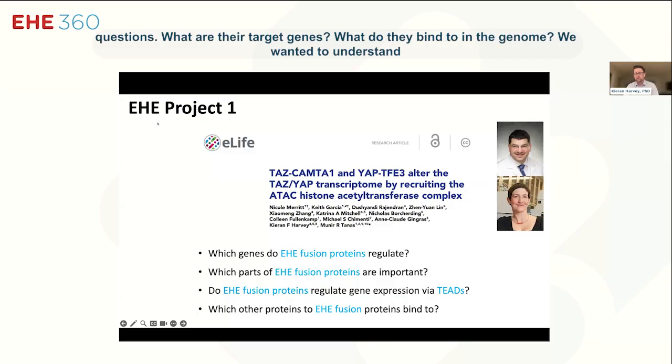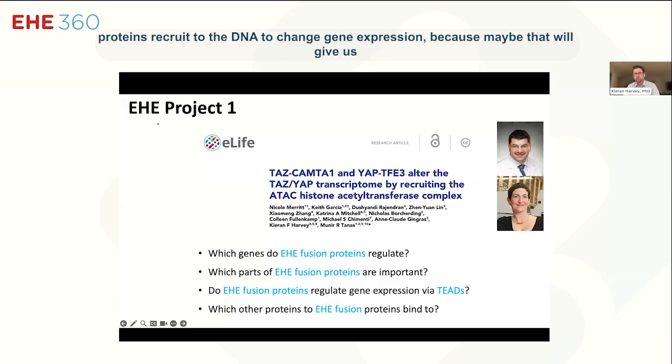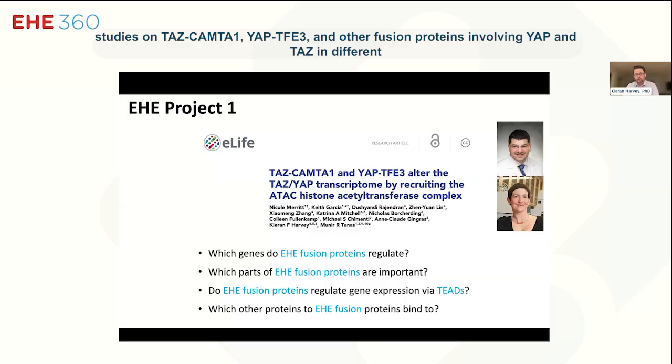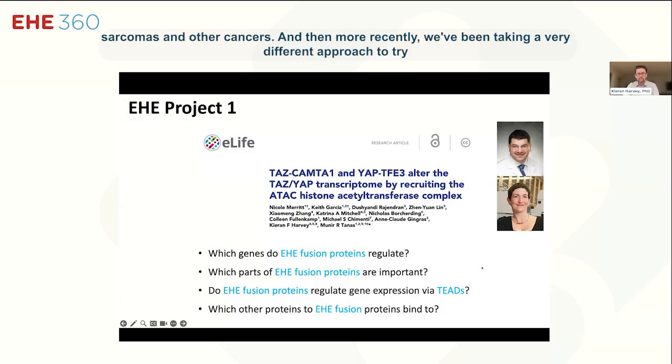What are their target genes? What do they bind to in the genome? We wanted to understand whether they drive proliferation via TEADs, these key DNA binding proteins in the hippo pathway. And then we also wanted to understand what are the different transcription regulators that these proteins recruit to the DNA to change gene expression, because maybe that will give us some other therapeutic opportunities. And other scientists around the world have done similar studies on TAS-CAMTA, YAP, TFE3, and other fusion proteins involving YAP and TAS in different sarcomas and other cancers.